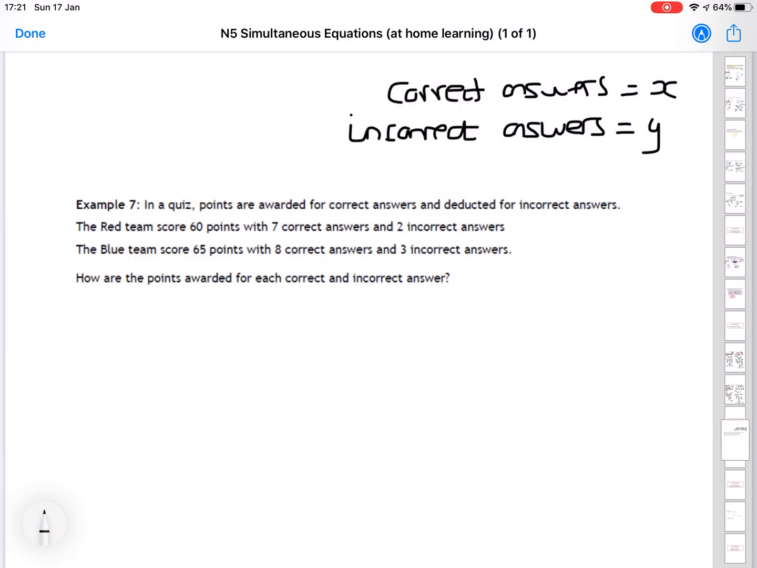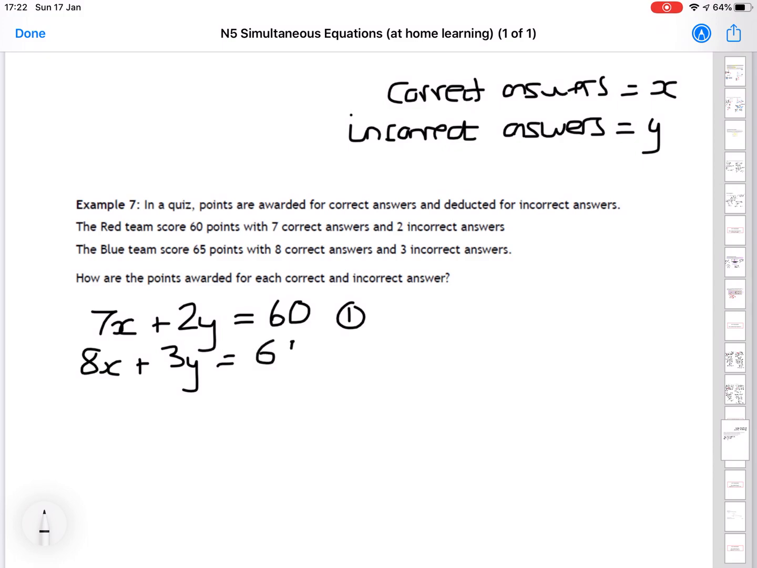So the first situation I was told was that the red team have a score of 60 points with 7 correct and 2 incorrect. So I would write that as an equation as 7x plus 2y equals 60. Okay, their total correct points and their incorrect points added up as a total is 60. So that would be my equation number 1. And then equation 2, we would get that from the blue team. So we've got a total of 65 points with 8 correct and 3 incorrect. So we would have 8x plus 3y equals 65. And that would be equation number 2.